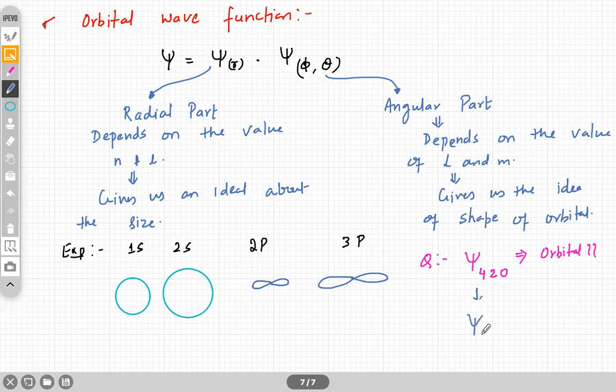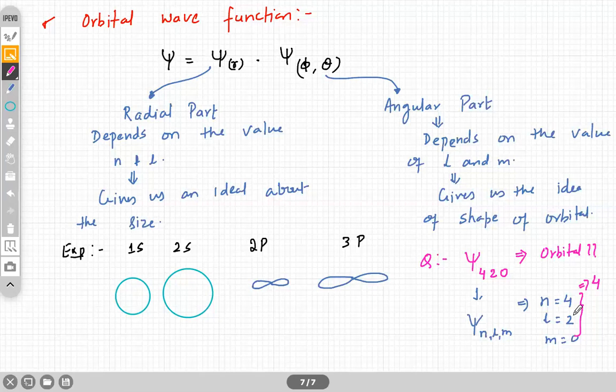When you have psi, the number which is written is in this order: N, L, and M. So if you compare, what is the N value? 4. L value is 2, and M value is 0. So which orbital is this? N is 4, L value is 2, which subshell? D. M is equal to 0, it is Z square. So it is the 4D Z square orbital. Understand? Clear? So only this question you will get, nothing more than this. N, L and M value.